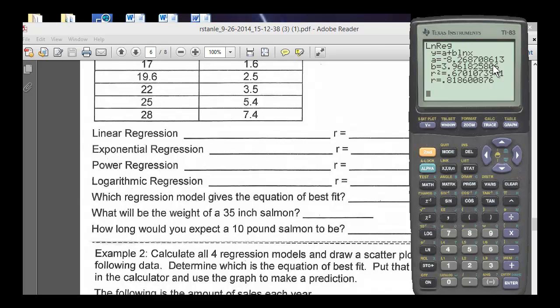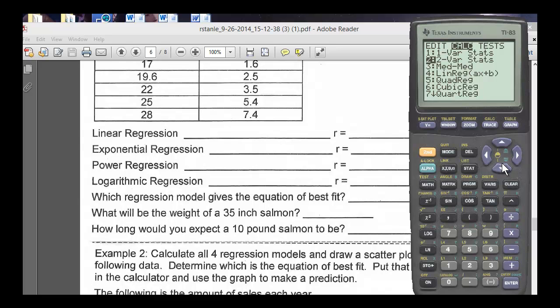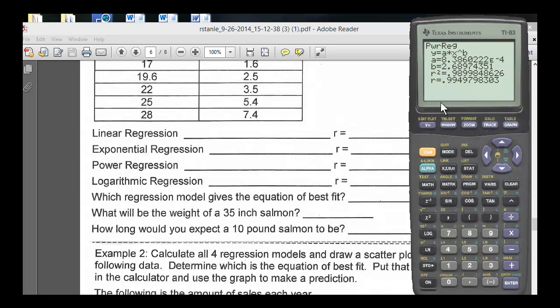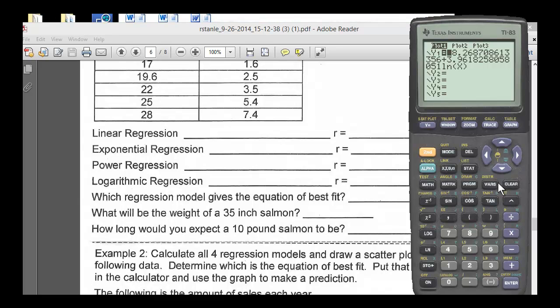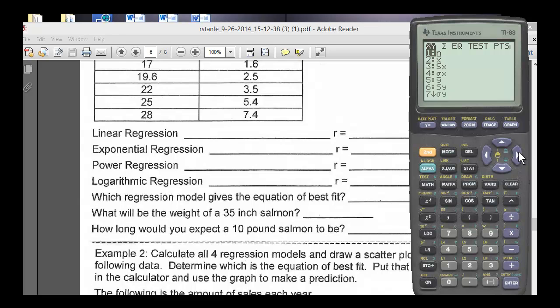So I need to delete this and get the power regression. Stat, Calc, arrow down to power, enter. There we go. This is what I want. Now go to y equals, clear out this equation, it is incorrect. Vars 5, right arrow to EQ, and enter. Now graph it. This one looks a whole lot better.